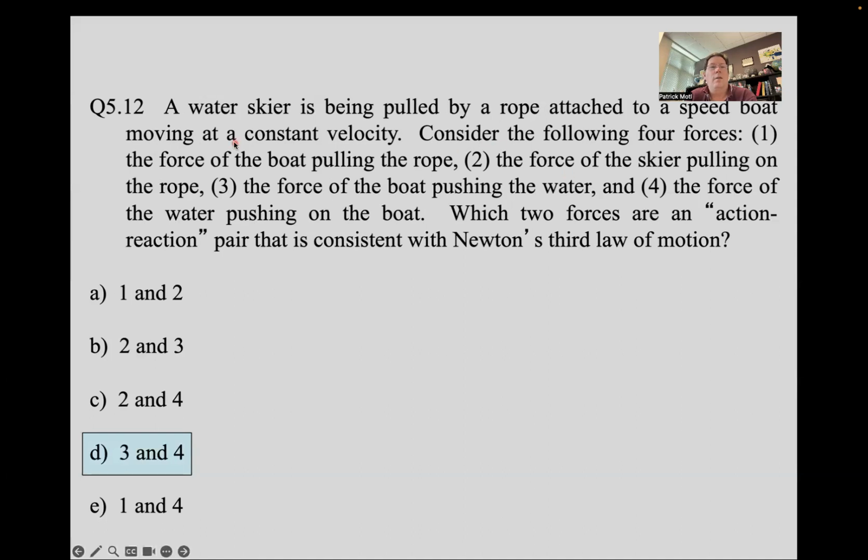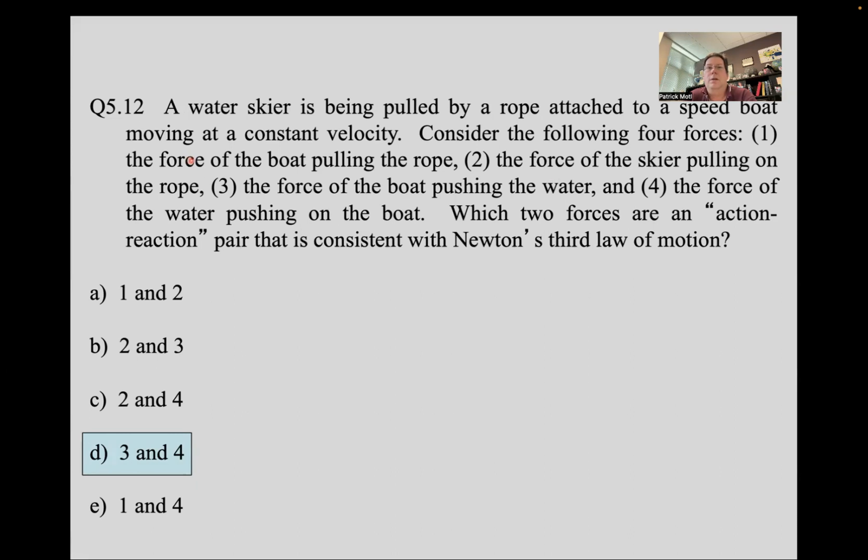Okay. For force 1, the interaction partner would be the force of the rope pulling on the boat. For 2, its interaction partner is the force of the rope pulling on the skier. Those are always equal and opposite. Okay. It's not necessarily the case that the force of the skier on the rope is equal and opposite to the force of the boat on the rope. Again, those are 3 different objects.